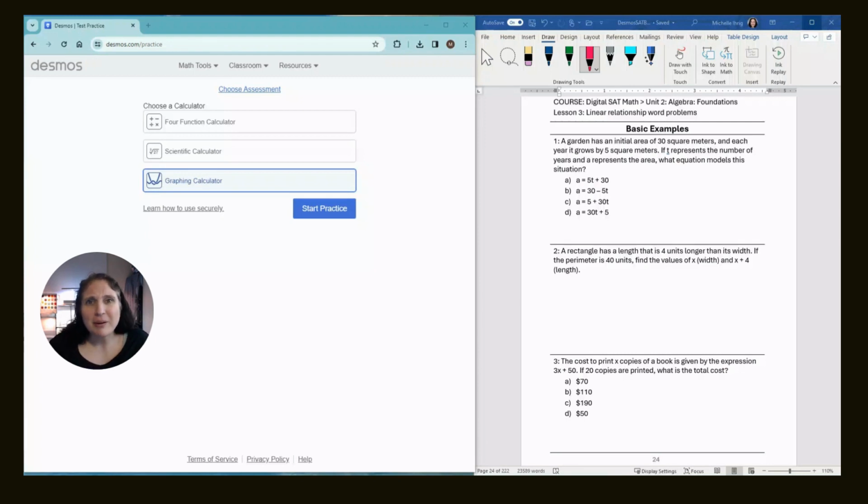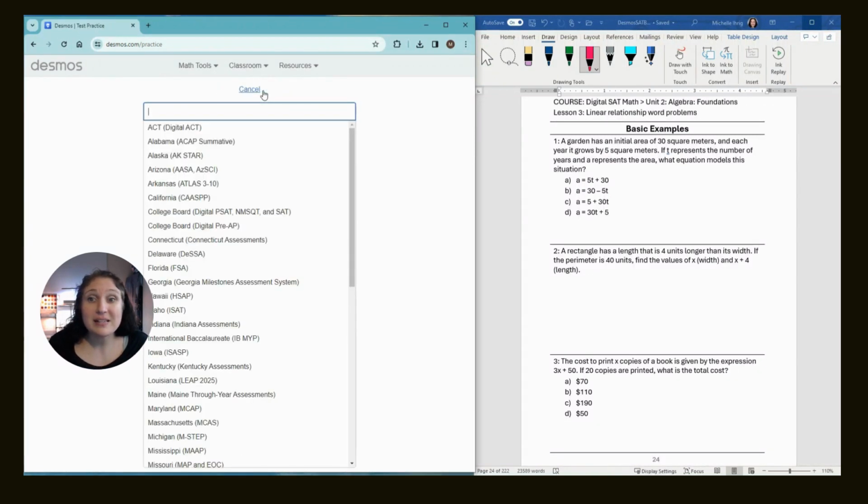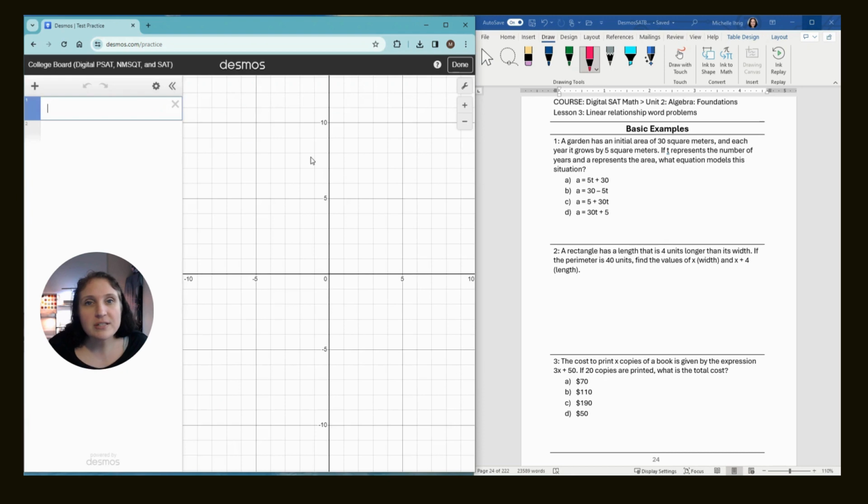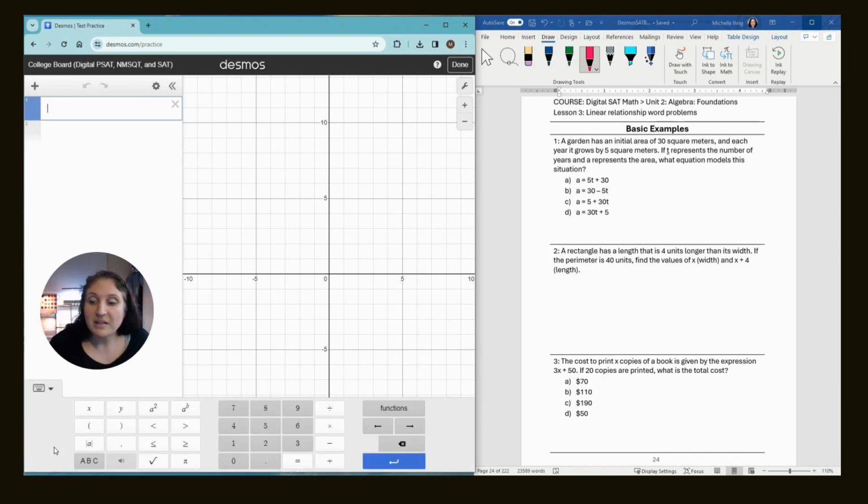Welcome to Dr. Test Prep, where I'm going to teach you how to use a Desmos calculator on the SAT. In order to use a Desmos calculator correctly, you need to go to Desmos.com, open up the math tools, go down to test practice, and choose assessment and College Board. Don't just type in Desmos graphing calculator, you need to use the College Board one. Otherwise, you won't have the same features.